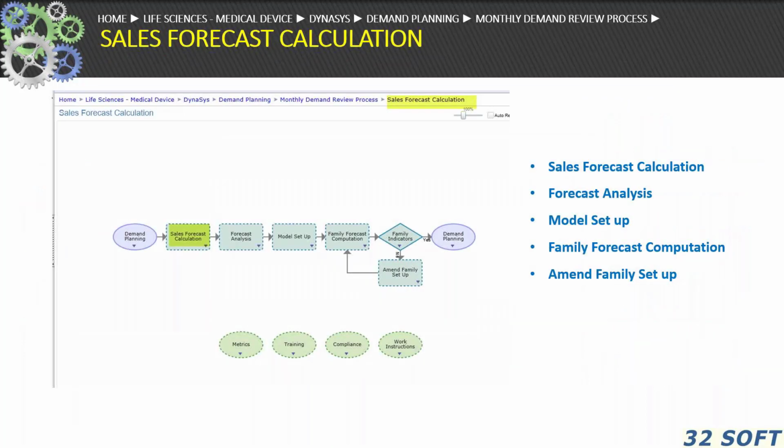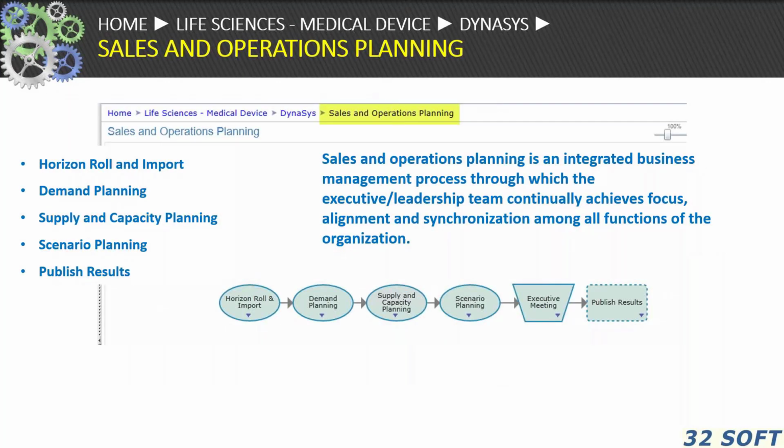After the weekly and monthly review is imported, QAD goes through the sales forecast calculation, which consists of forecast analysis, a model setup process, and a family forecast calculation that has any amendments to the family setup values. Sales and operations planning is an integral business management process through which the executive leadership team continually achieves focused alignment and synchronization among all functions of the organization.